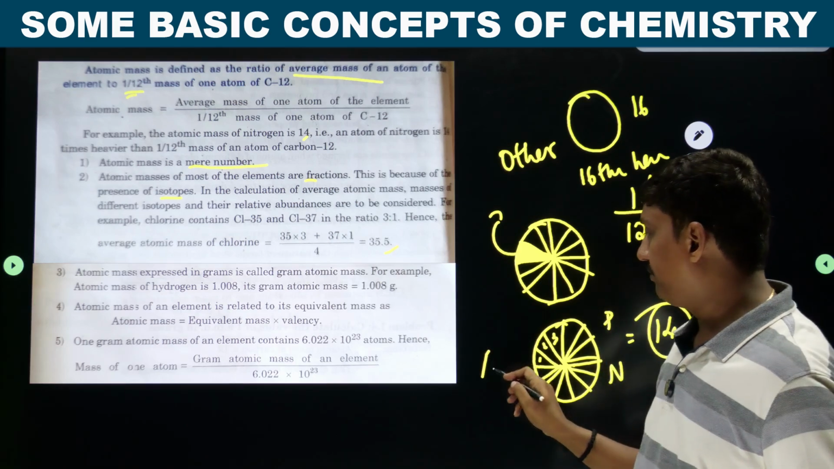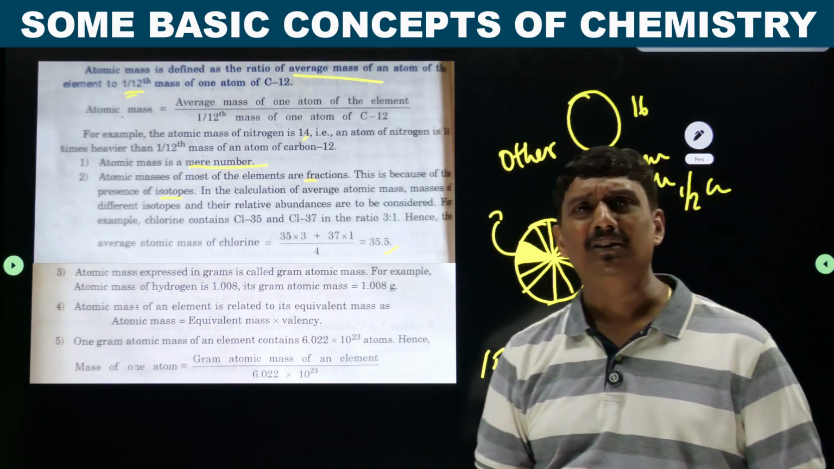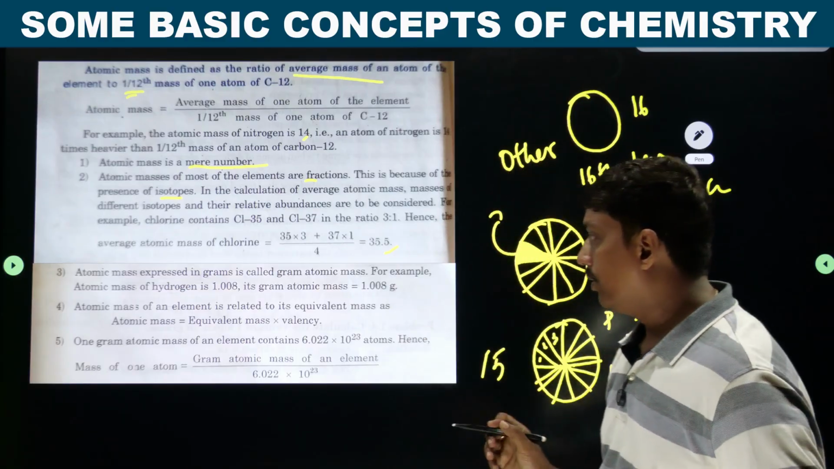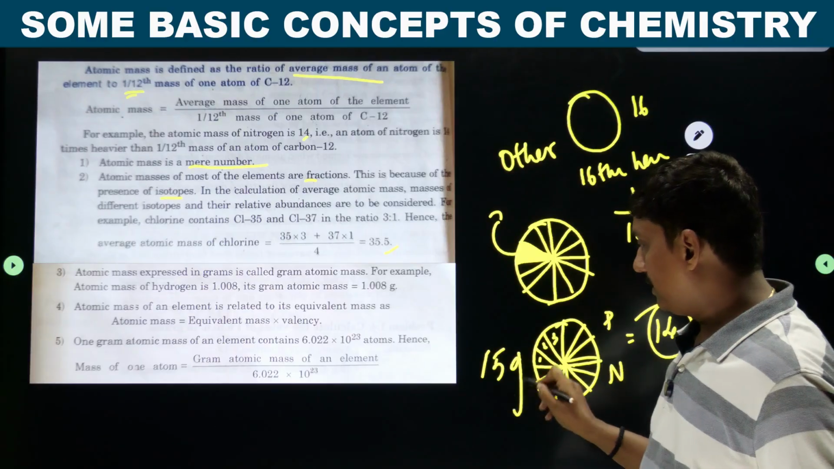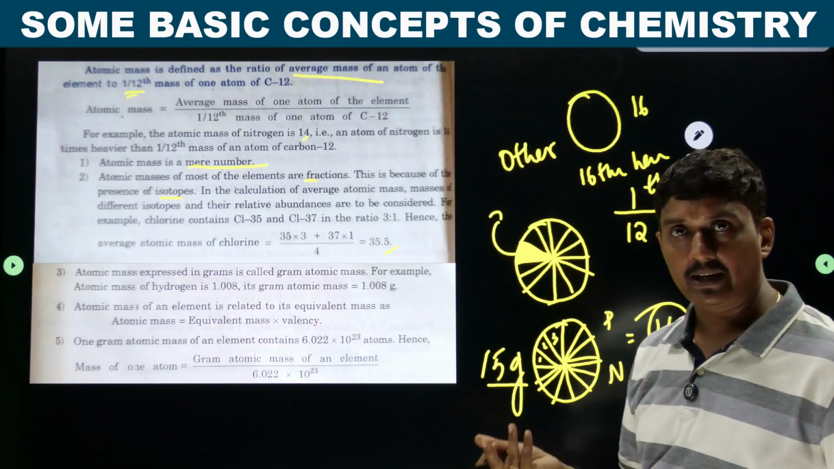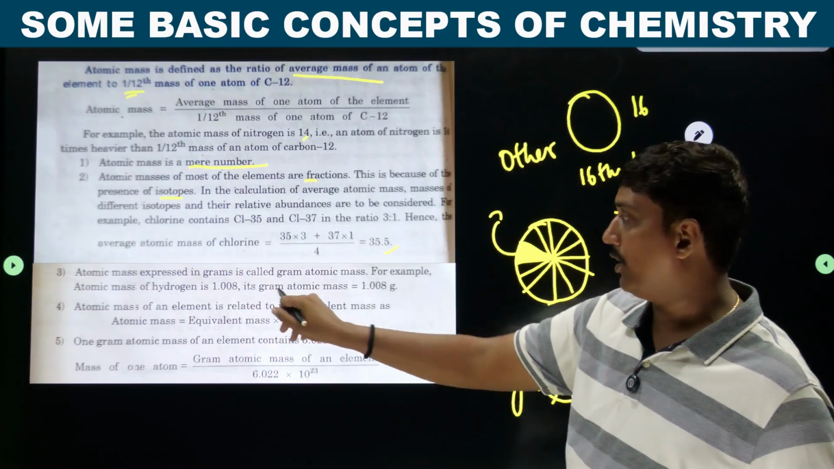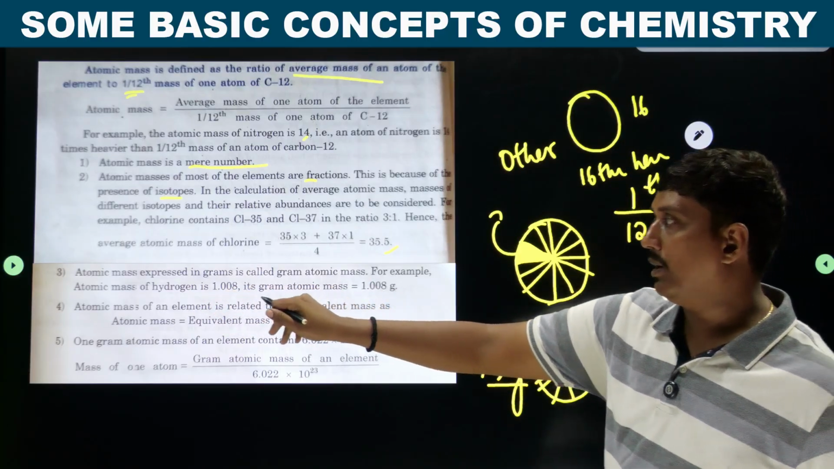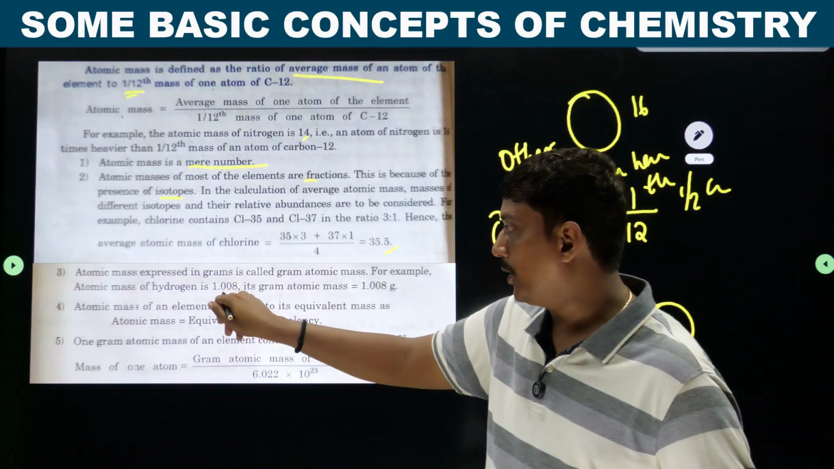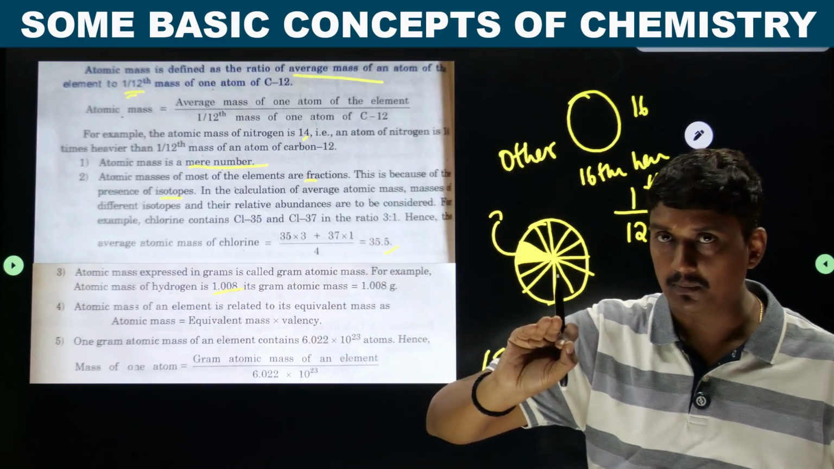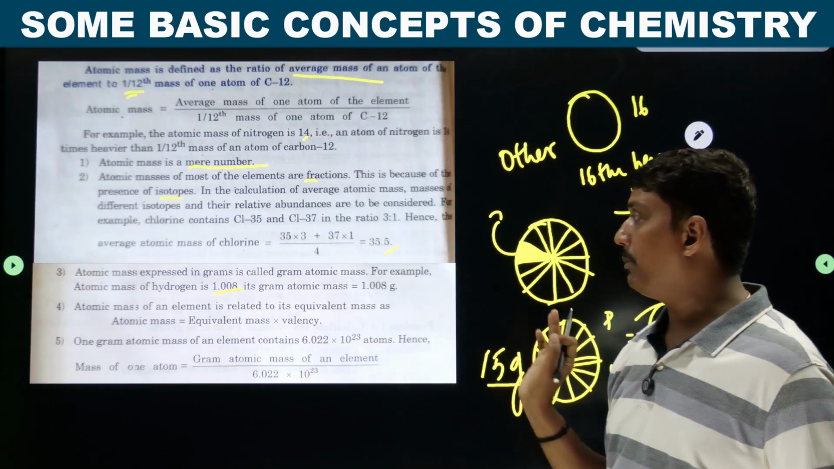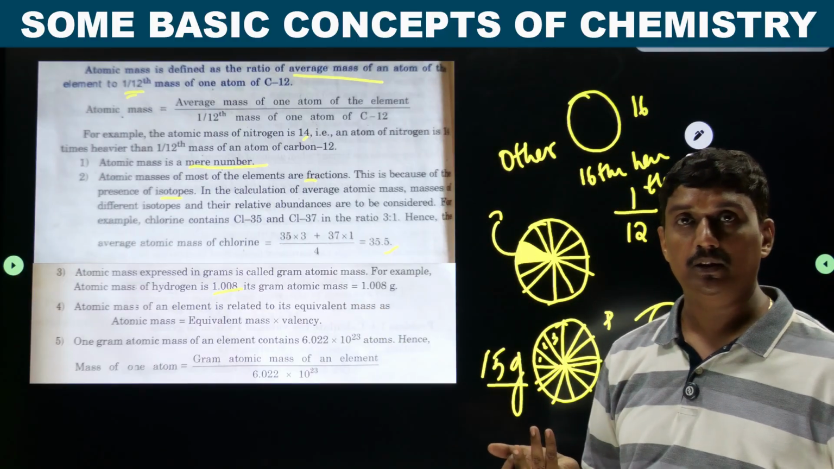So if I write 15, what does it mean? 15 is just a number, it's meaningless. But being a mass, it can be expressed in terms of grams. It is called gram atomic mass. For example, the gram atomic mass of hydrogen is 1.008. That is a number. 1.008 grams means the gram atomic mass of hydrogen.